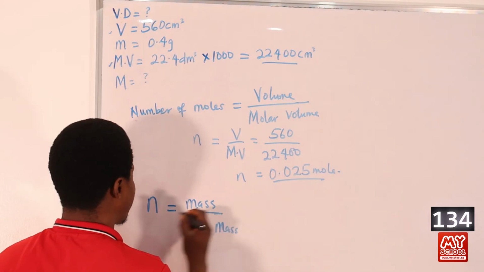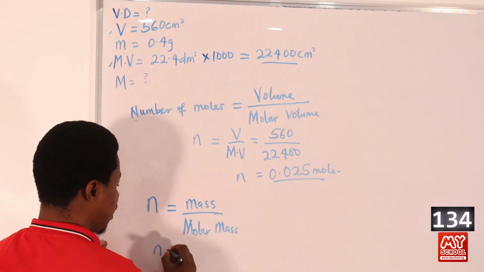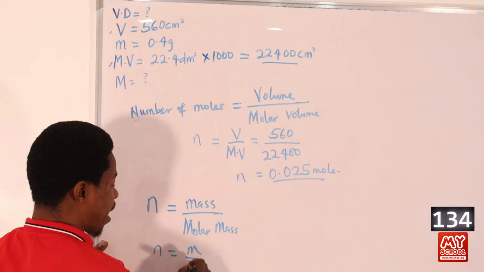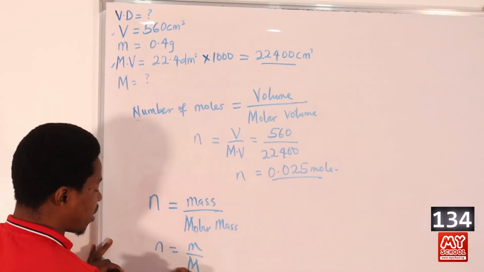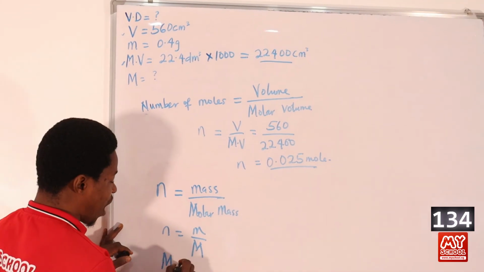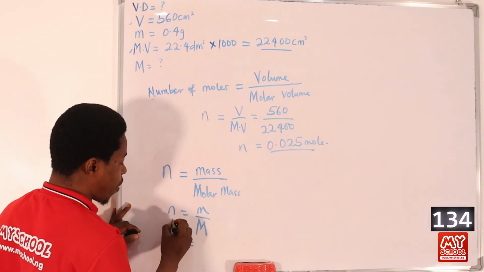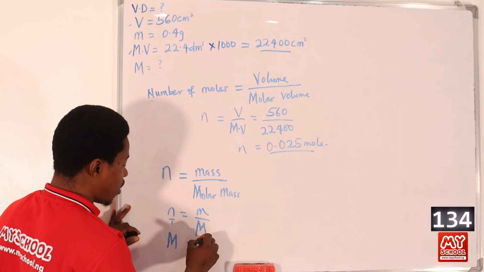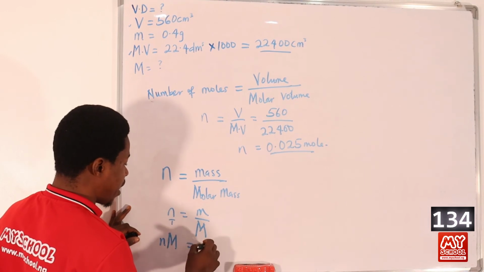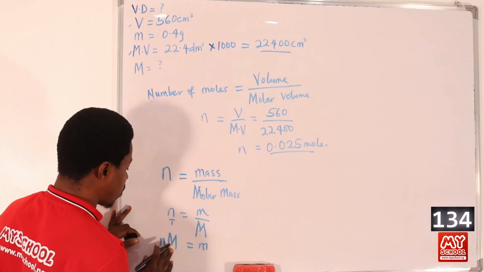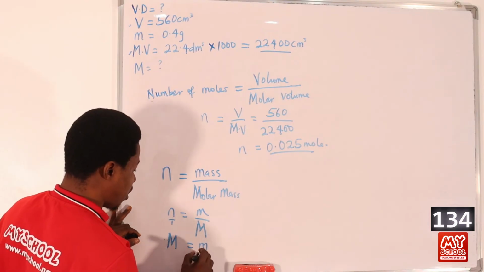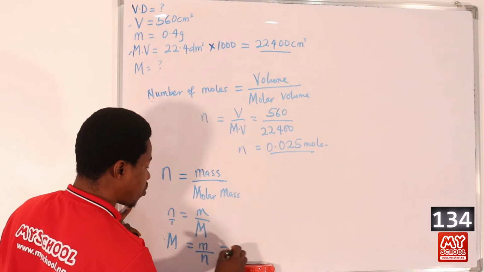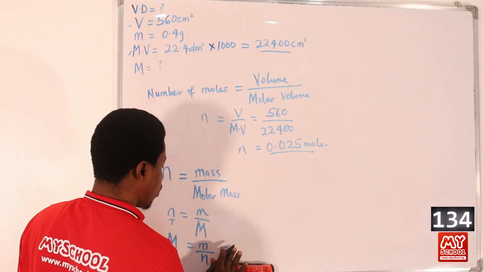Mass over molar mass, which is N, is equal to M over capital M, okay? So we want to get our molecular mass now, which is our molar mass. If you cross multiply, we have N times M equals the mass. If you divide both sides by N, M will be divided by N.